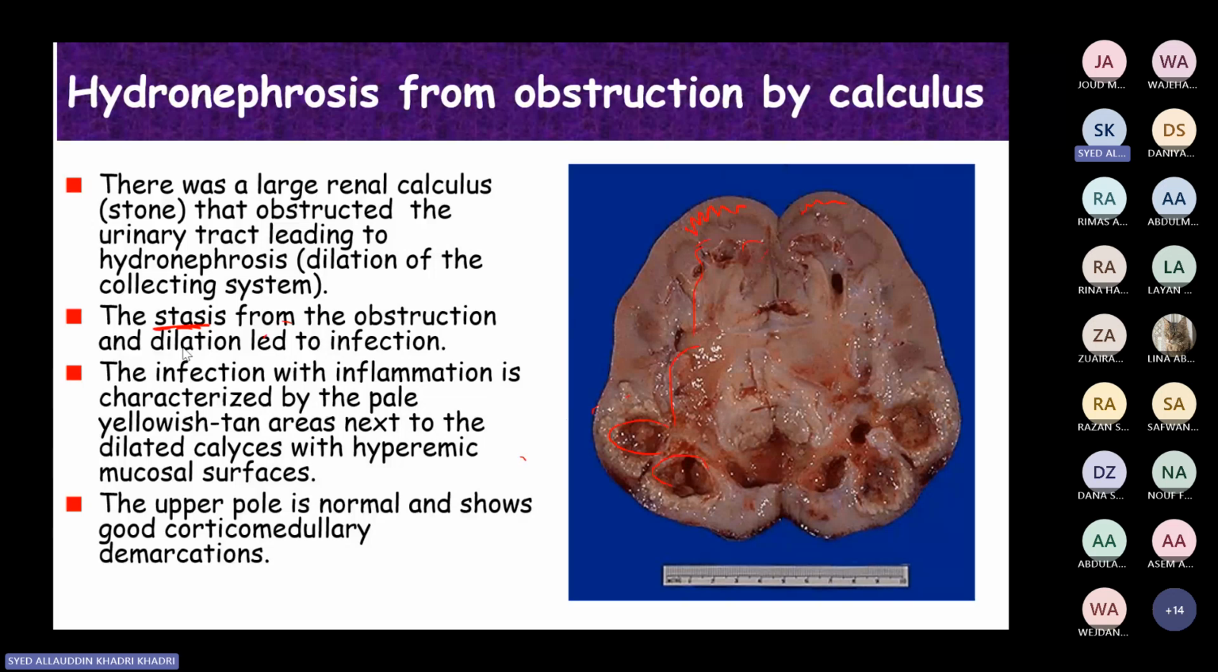The obstruction and dilatation lead to infection in the form of pyelonephritis. The infection with the inflammation is characterized by pale yellow tan areas next to dilated calyces with hyperemic surface view. You can see this hyperemia over here, compressing this area and causing the hyperemia.